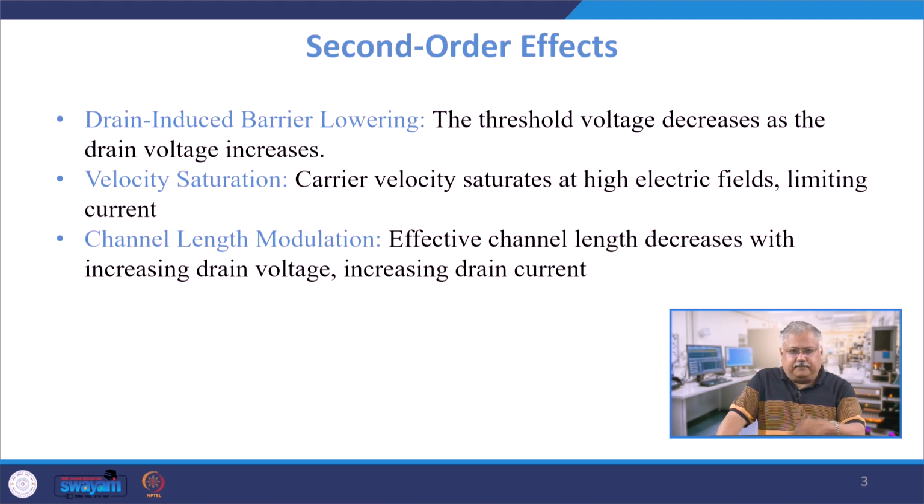These second order effects we will study in the subsequent lectures. One is drain induced barrier lowering, we will have a look. We will also have a look at velocity saturation, carrier velocity saturation, and then finally we will do CLM, channel length modulation. Maybe not of the same order, but nonetheless these second order effects are important as far as the MOS bulk device is concerned.